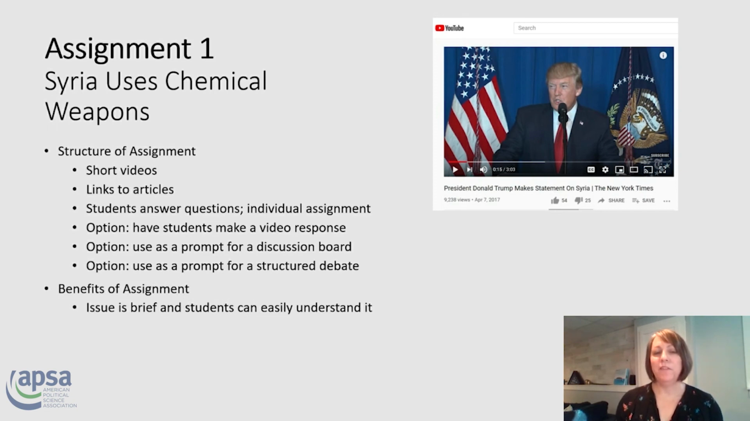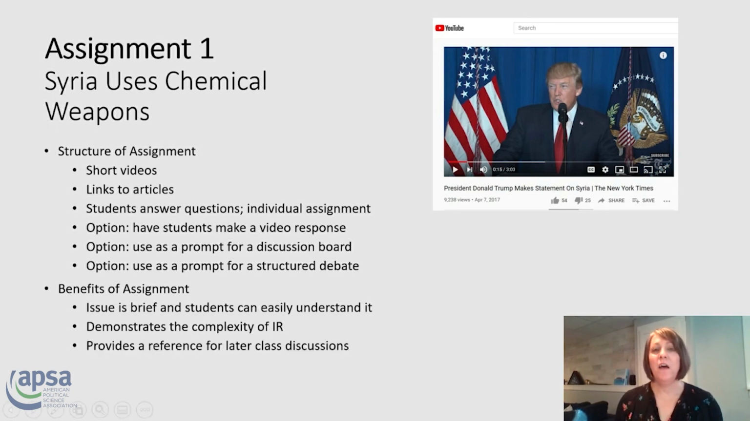Some of the benefits of this assignment are that it's a fairly short assignment. It's an issue that students can pretty easily understand. Using chemical weapons, wrong. It does, however, demonstrate the complexity of making decisions. Even if Obama wanted to respond, he had a lot of restrictions. And it also provides a reference for later class discussions. I find that students bring this issue up later in the semester, and it's a good learning experience for them.